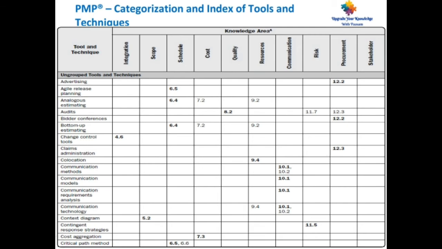And then context diagram comes in scope. Contingent response strategy comes in risk. Cost aggregation comes in cost. Critical path method comes in schedule.